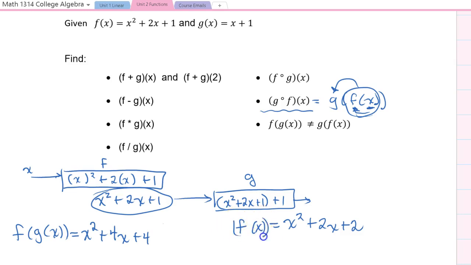Therefore, we need to make sure that we pay attention to which is the inside function and which is the outside function when composing functions. In fact, f of g of x will equal g of f of x only on special occasions that we will discuss later in the semester. You may want to see the other example videos, as this concludes this introduction of operations of functions and composition functions.